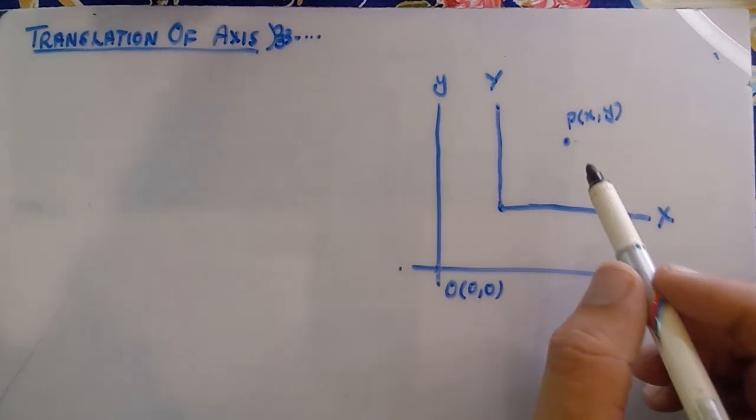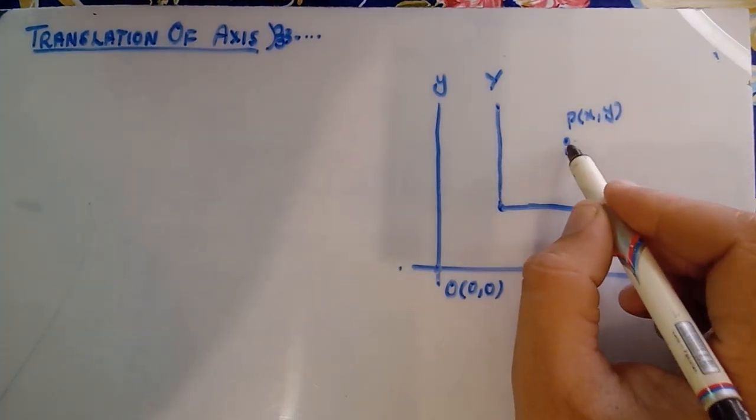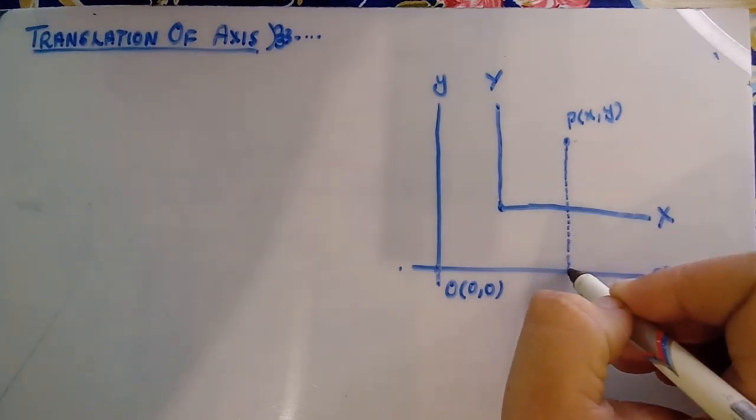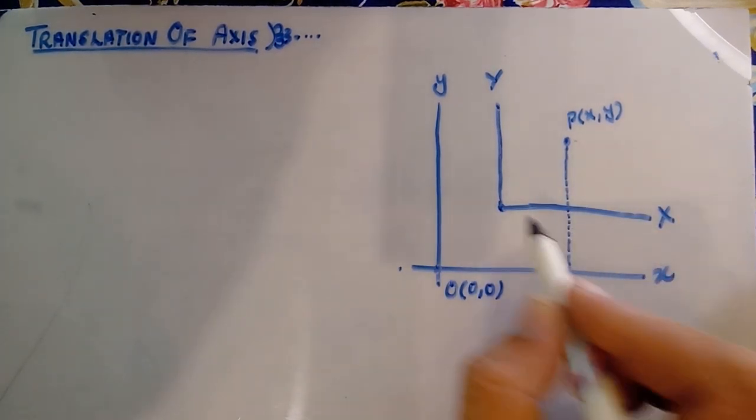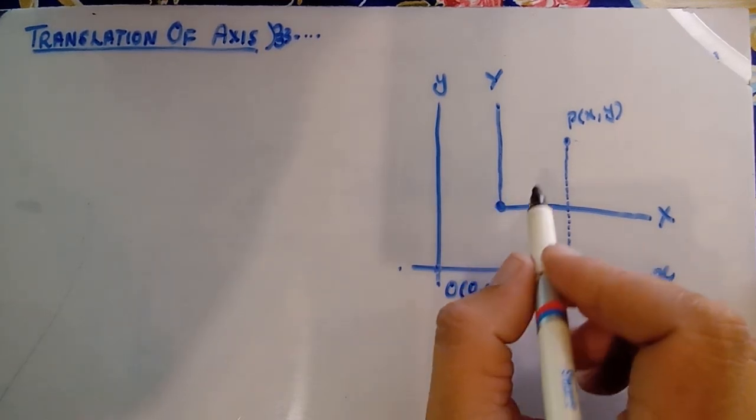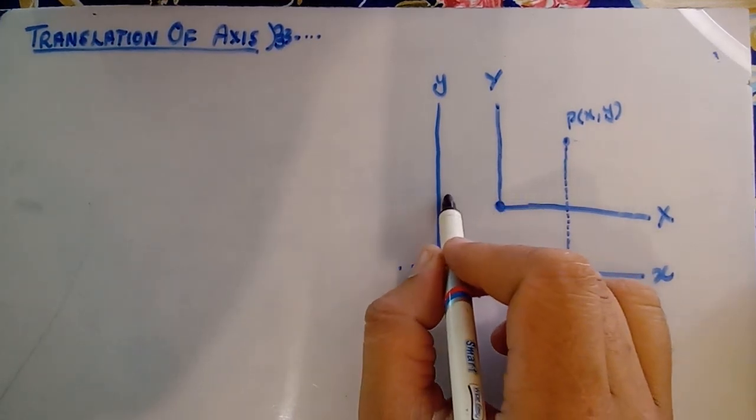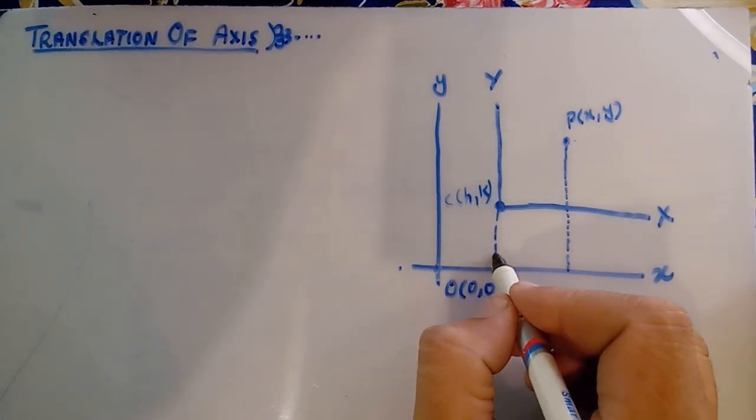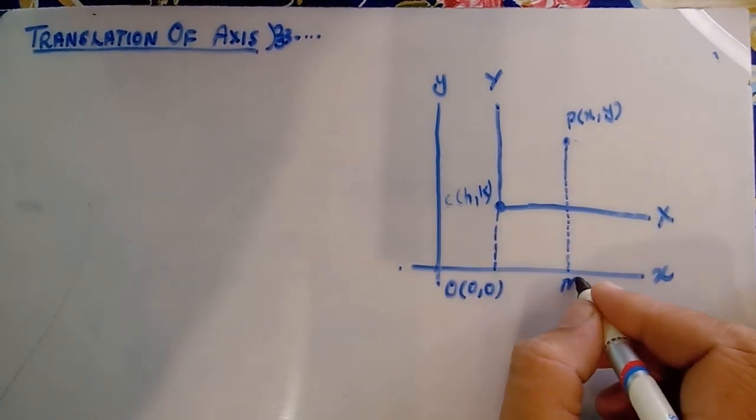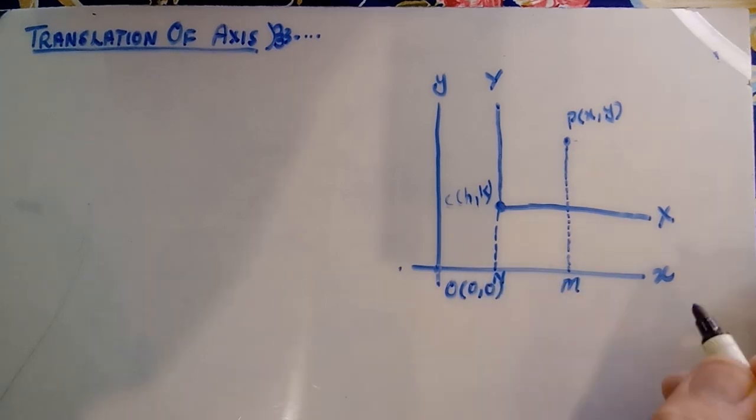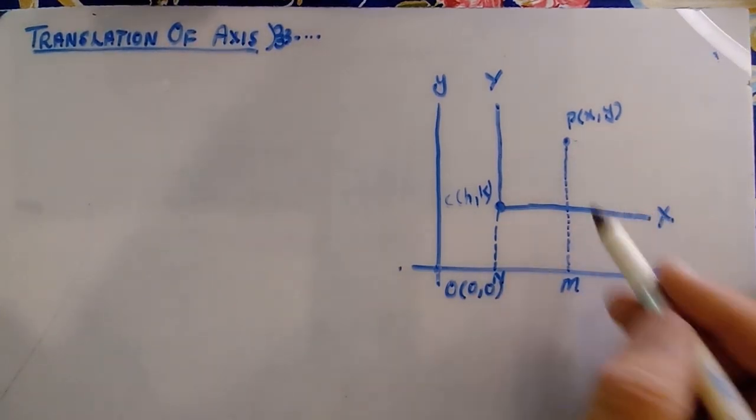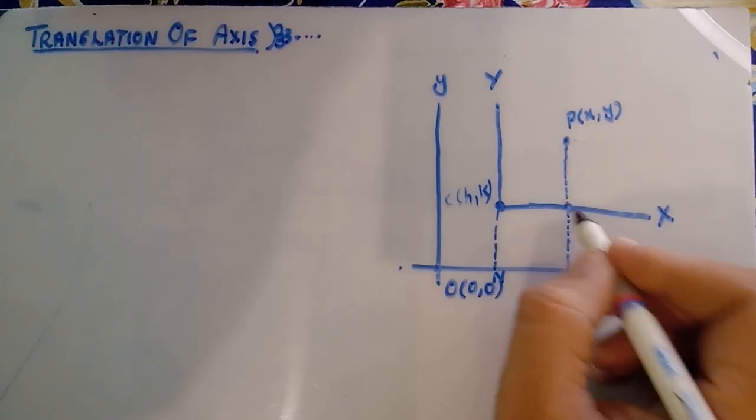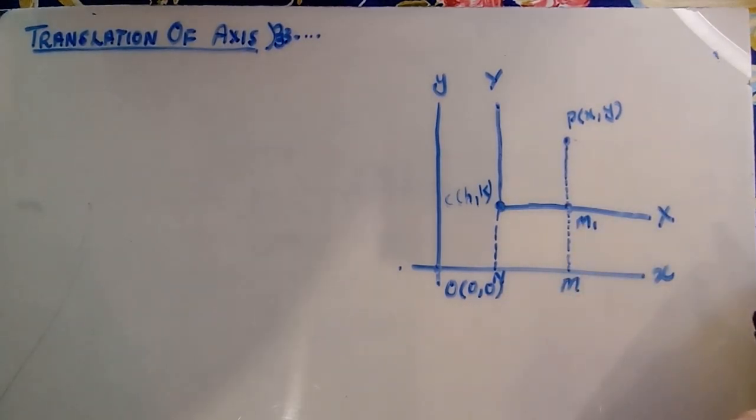Now let's suppose we draw a perpendicular line on the x-axis from P and from the new center, which is (h, k). See (h, k) on the x-axis. This will be called M and this will be called N. PM cuts the new x-axis at a point which we name M1.